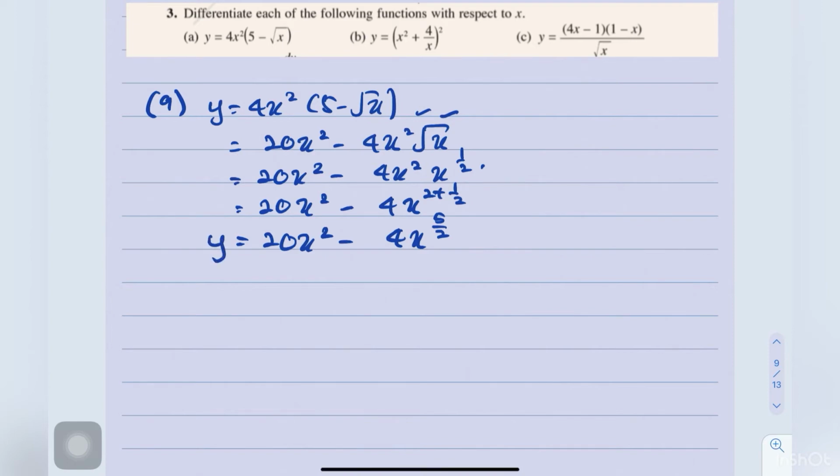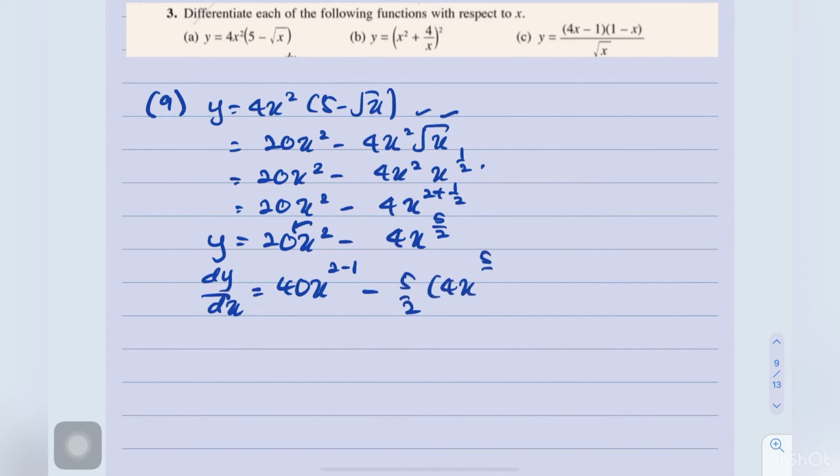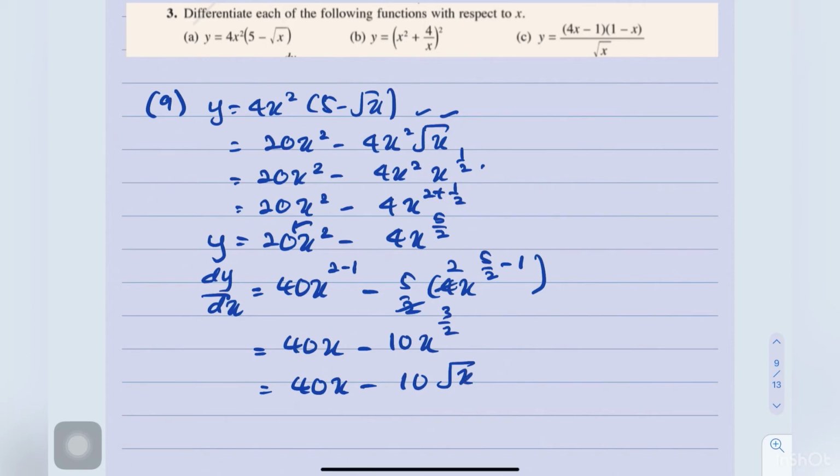Differentiate, meaning that we have to find the first derivative. Y in terms of x, you differentiate, we get dy/dx equals 40x^(2-1) minus (5/2)x^(5/2 - 1). Here we have 40x minus 10x^(3/2). So this one you can simplify, becomes 40x minus 10x√(x^3).